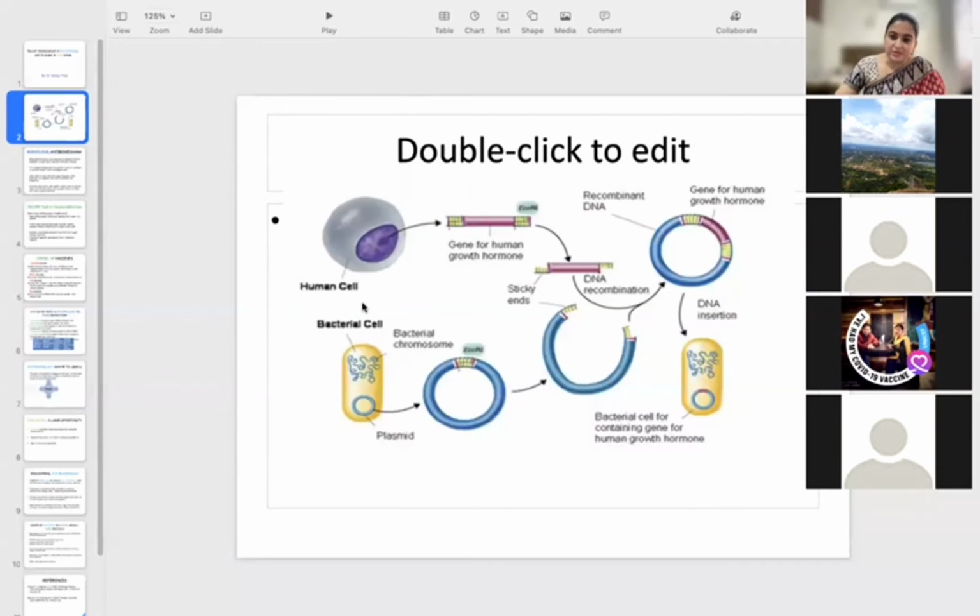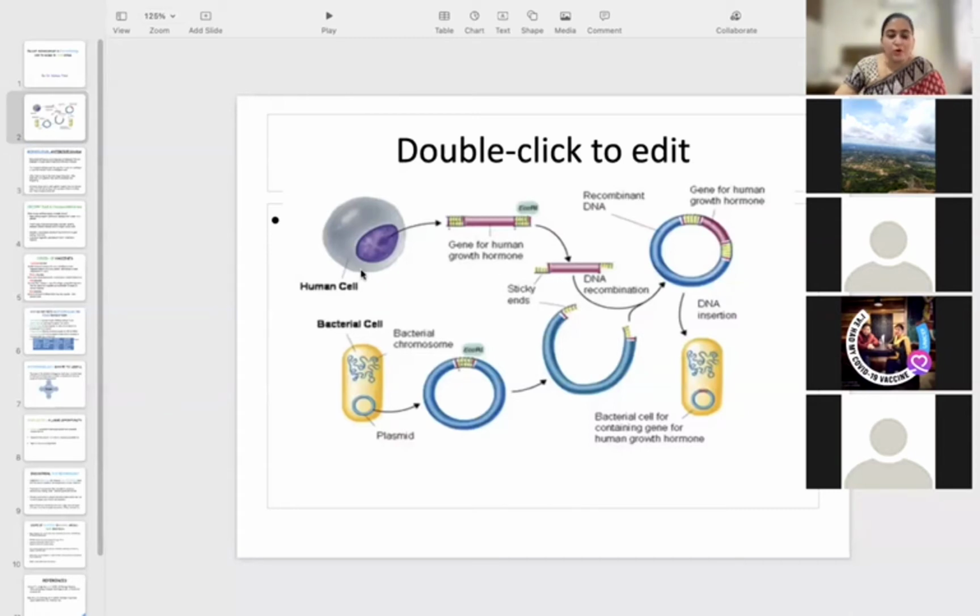Recombinant DNA technology is basically forming recombinants, where we extract a gene of interest from an organism and then transfer it to a host organism of our choice. So everything starts with DNA.